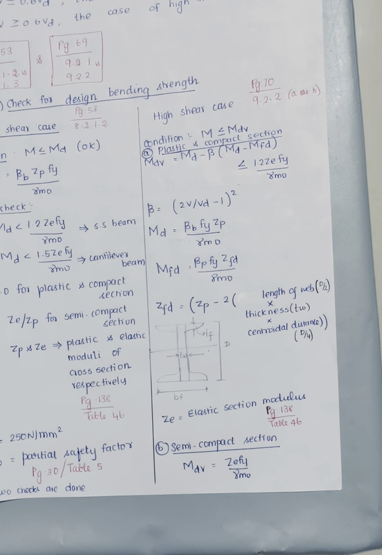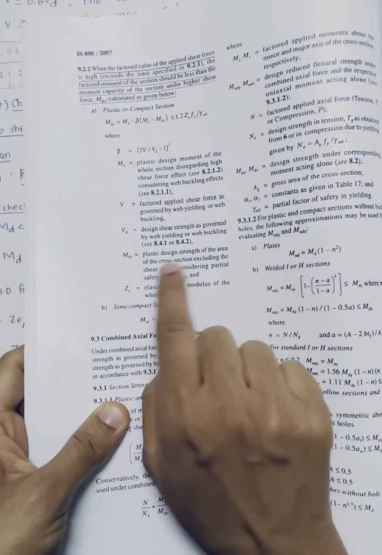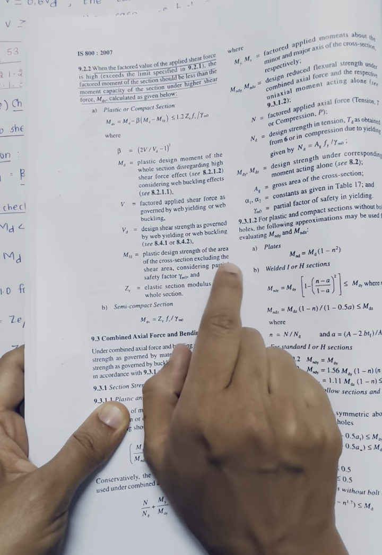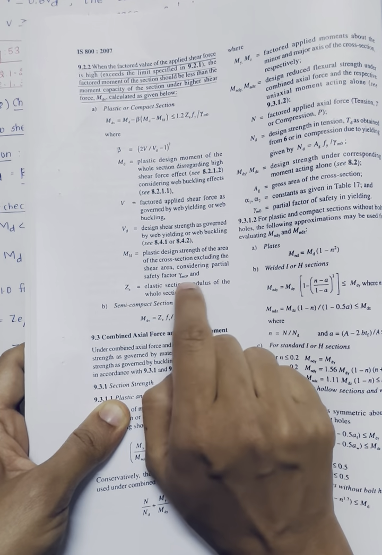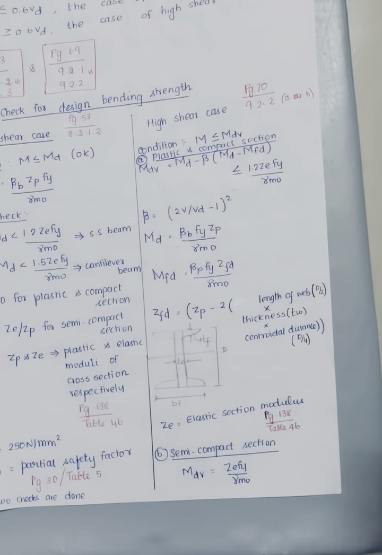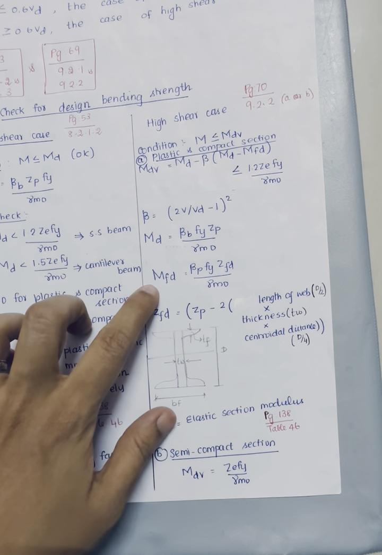MFD is equal to the plastic design strength of the area of the cross section excluding the shear area, considering the partial safety factor gamma M naught. So excluding the shear area, considering the partial safety factor, this is the MFD formula.